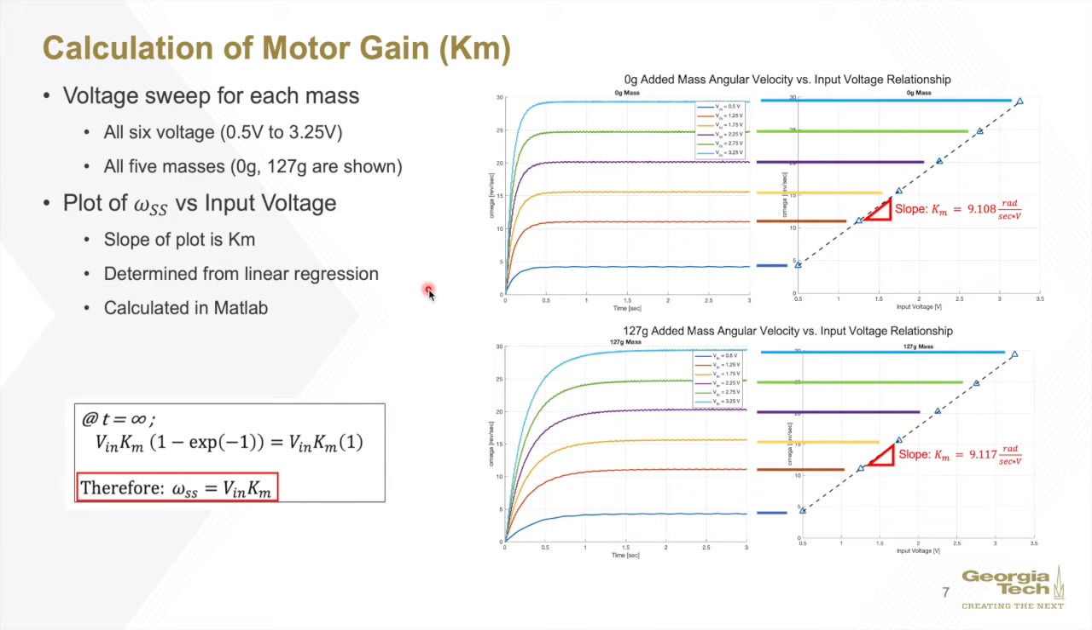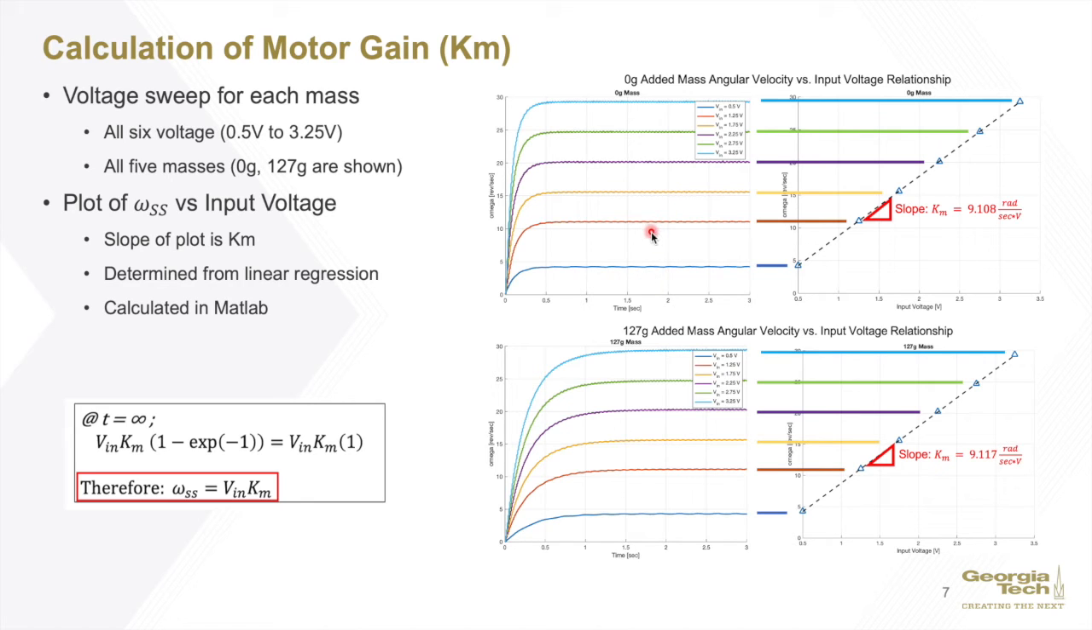Using the procedures that were mentioned in the methods section, we were able to collect data for the angular velocity versus time of each of the 30 combinations of voltage and mass. So we had 5 different masses and 6 different voltages. We were able to then plot each of these trials. On the right here, I have 2 examples: the 0 gram mass with each of the different voltages, and then the 127 gram mass with each of the 6 voltages.